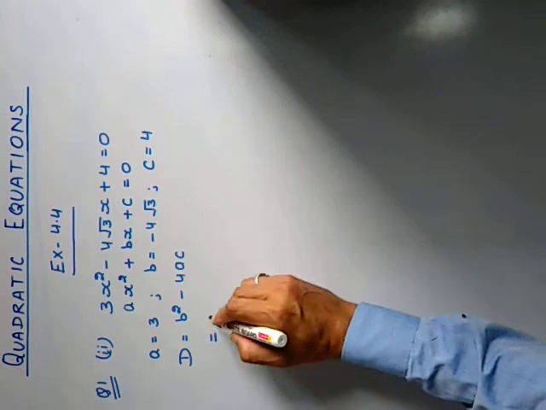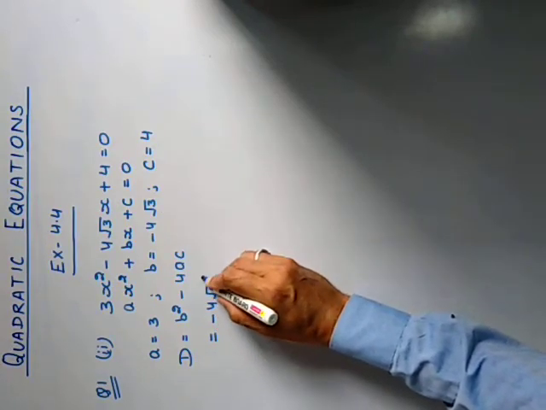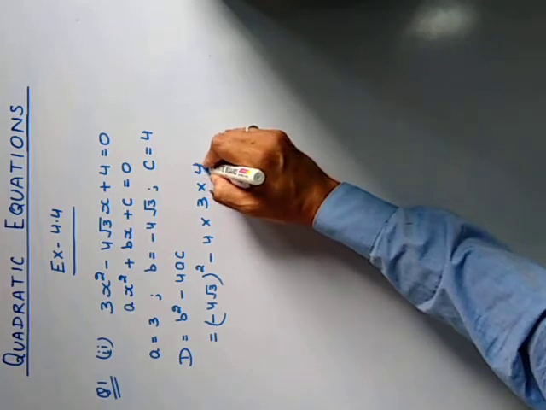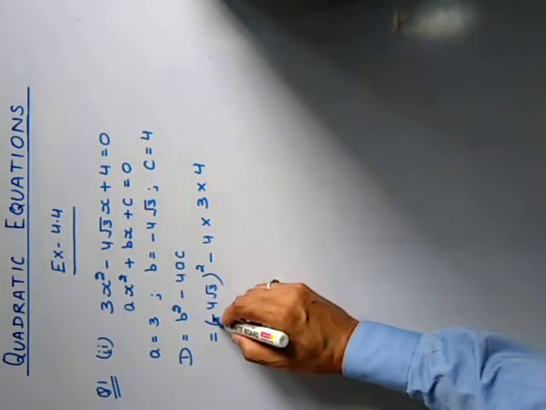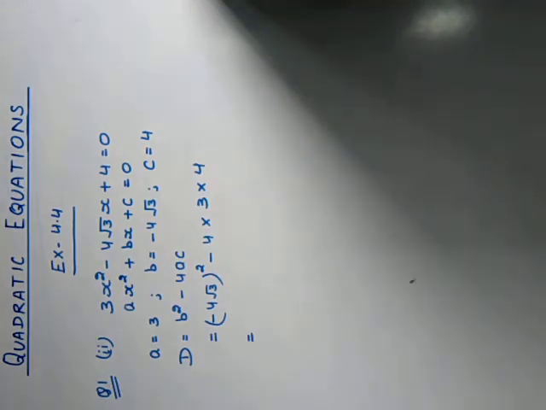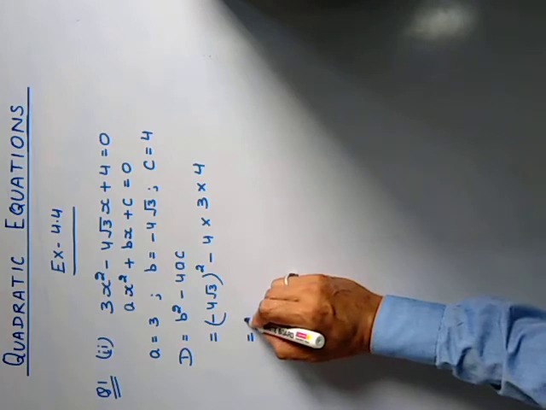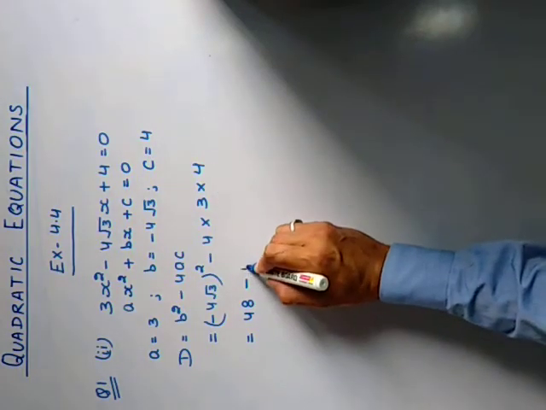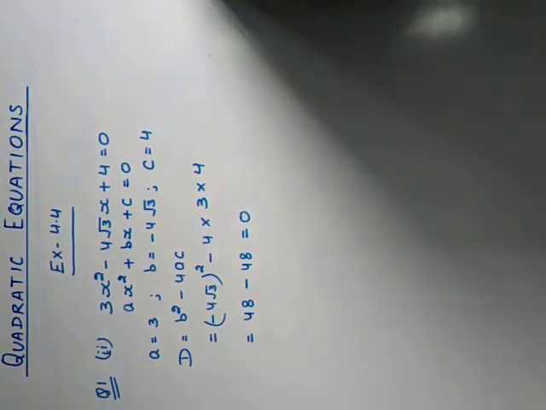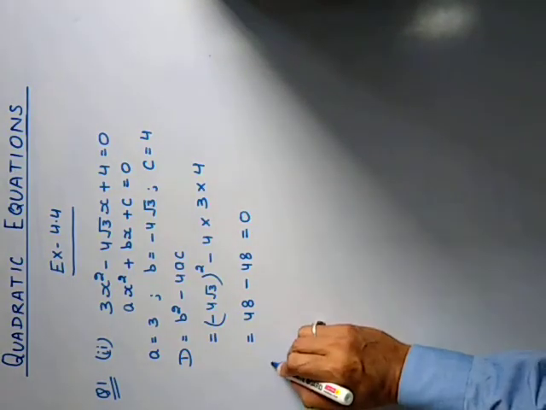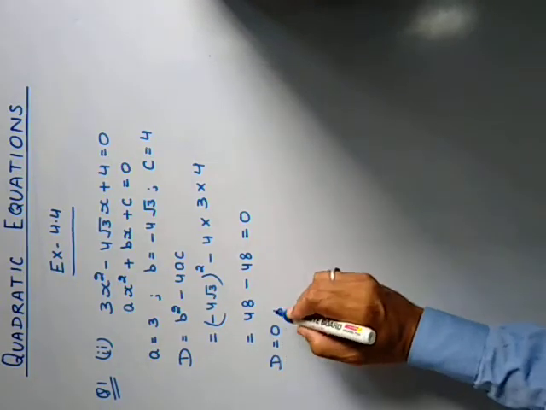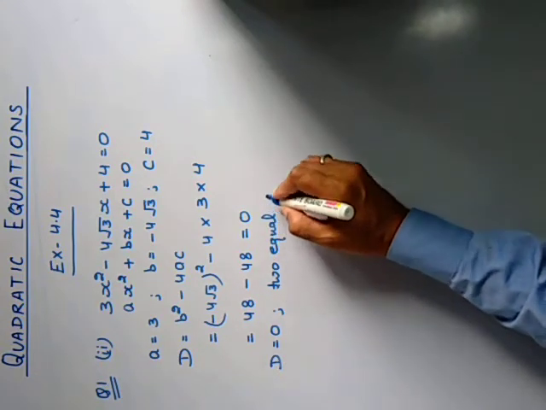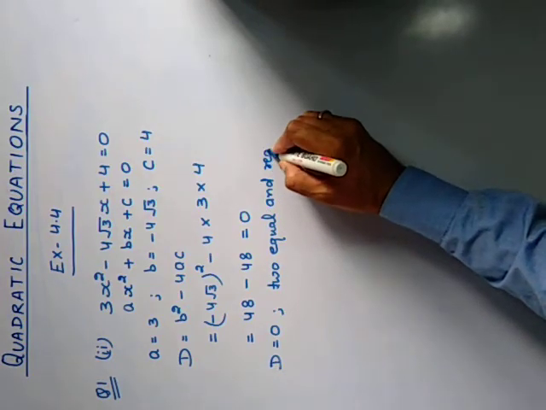Now b is minus 4 root 3. So minus 4 root 3 whole square minus 4 into a into c. Now minus square is plus, 4 square is 16, root 3 square is 3. So 16 into 3, 48. Minus 4 3s are 12, 12 4s are again 48. So 48 minus 48, which is 0. So the value of discriminant is 0, which implies that two equal and real roots exist.